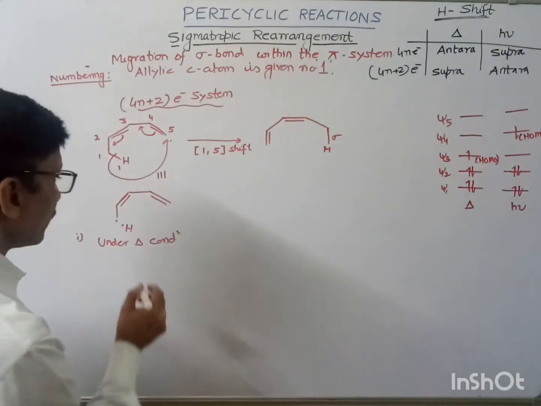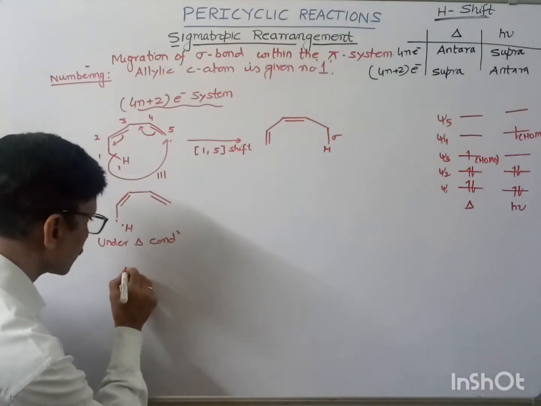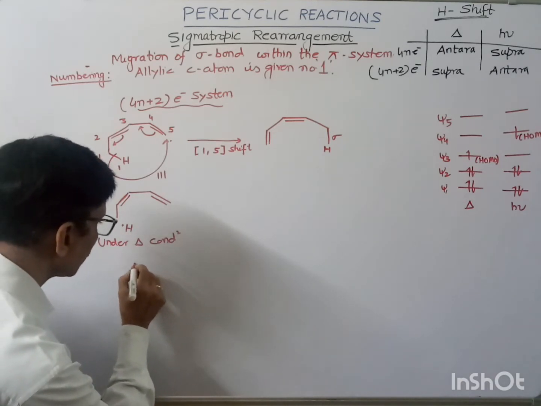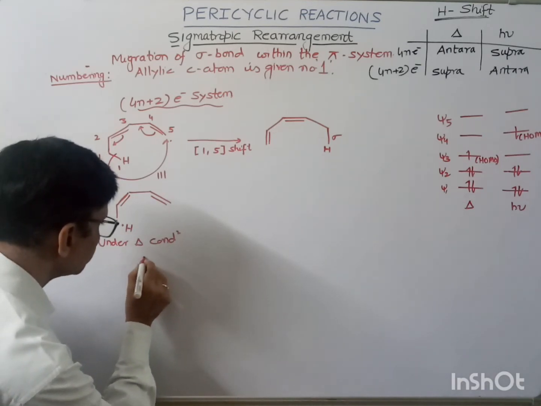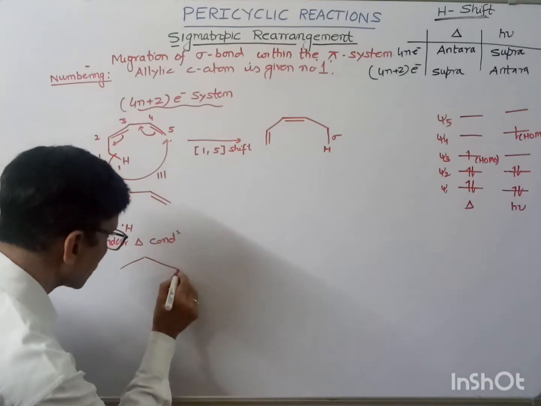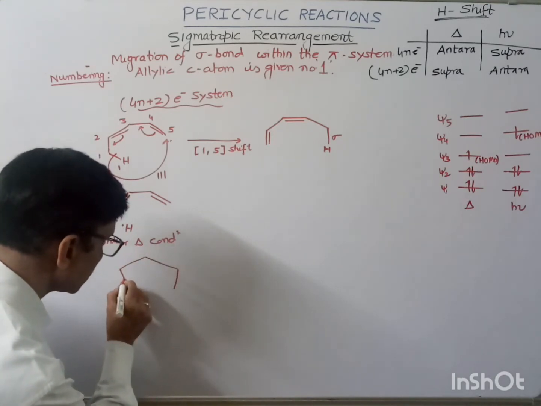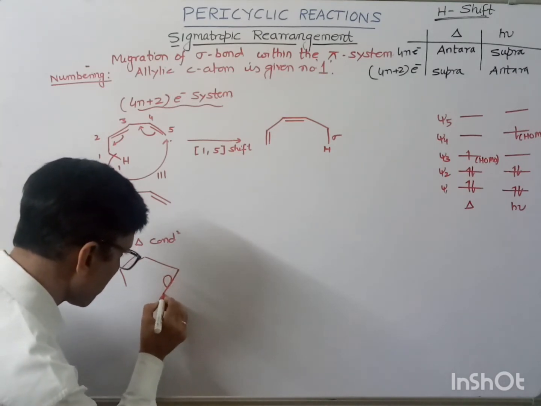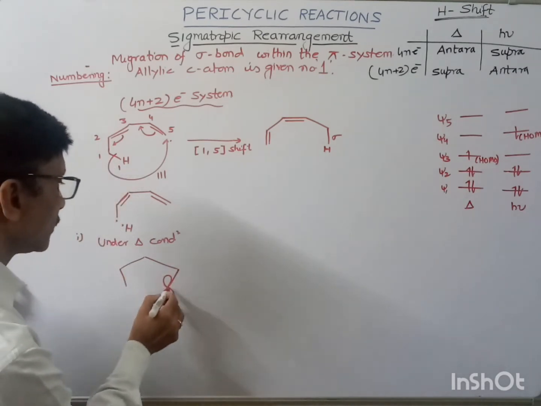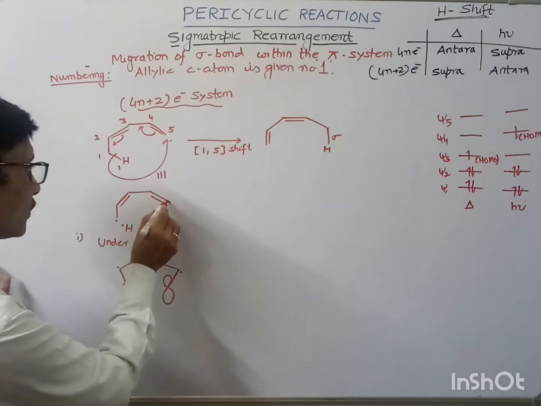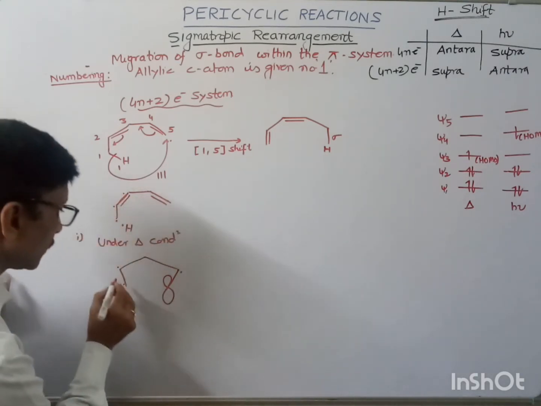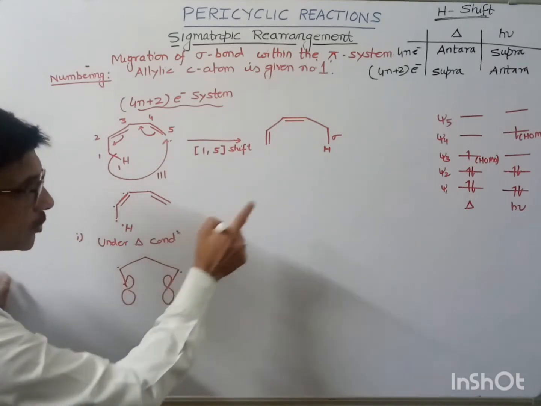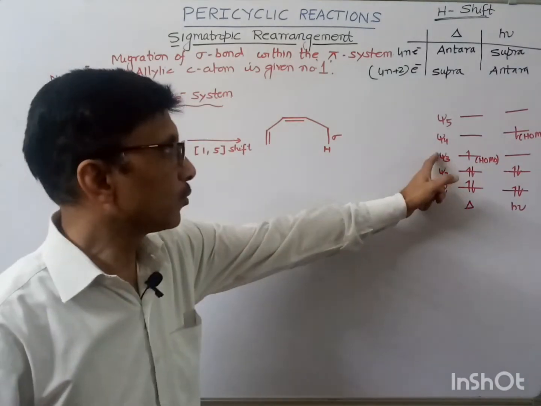Now I will write the HOMO for this. If I write the HOMO, suppose I write it this way: 1, 2, 3, 4, 5. Okay, like this. The end orbitals for this HOMO, that is psi3.